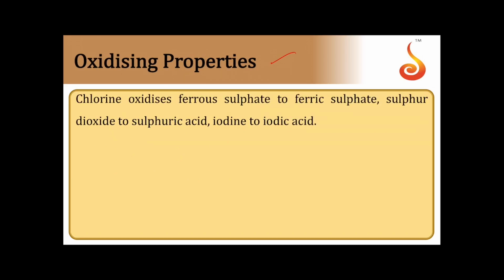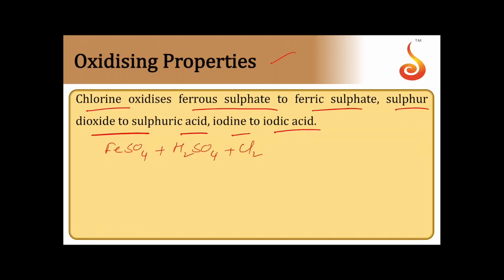Then coming to oxidizing properties of chlorine. Chlorine oxidizes ferrous sulfate to ferric sulfate, sulfur dioxide to sulfuric acid, and iodine to iodic acid. Let us take the reactions. Ferrous sulfate, FeSO4, in acidic medium, H2SO4, plus chlorine gives rise to Fe2(SO4)3 plus HCl. So ferrous sulfate becomes ferric sulfate.